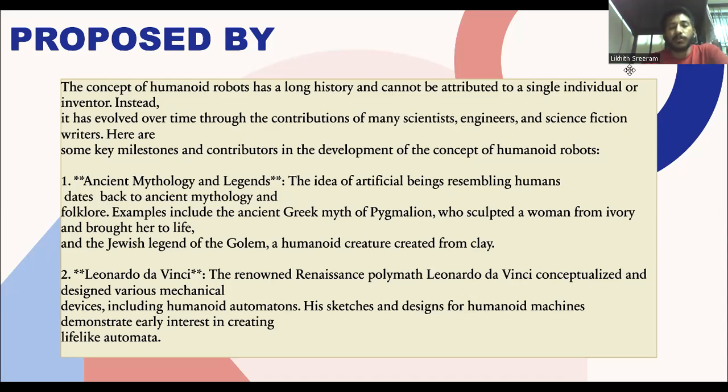in this contribution proposals. And the next important person is Leonardo da Vinci, the renowned Renaissance polymath. Leonardo da Vinci conceptualized and designed various mechanical devices, including humanoid automatons. His sketches and designs for humanoid machines demonstrate early interest in creating lifelike automata. He is the father of automata.